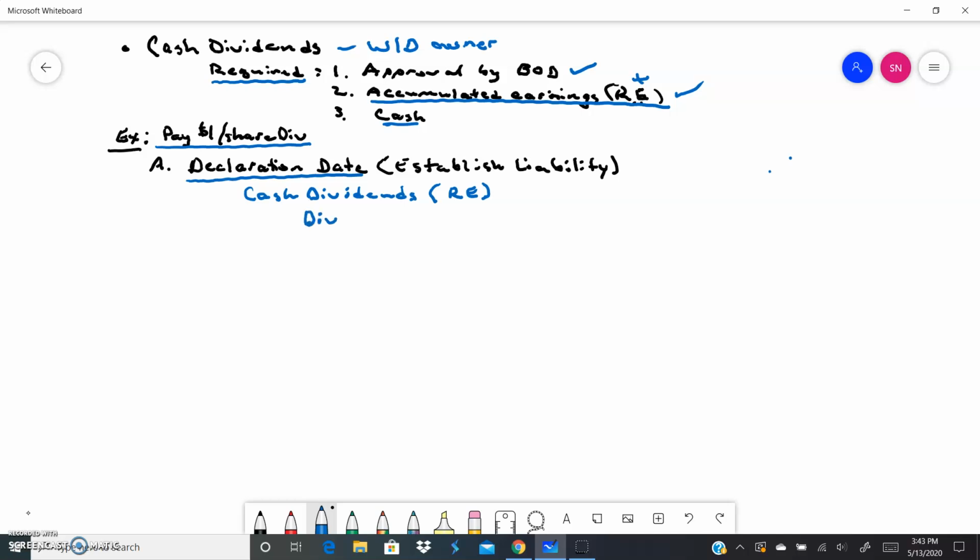It's called dividends payable, and I'm just going to abbreviate this. Again, it's $1 a share times 100 shares, so it's simply $100. Again, on the declaration date, that's the date that establishes the liability.